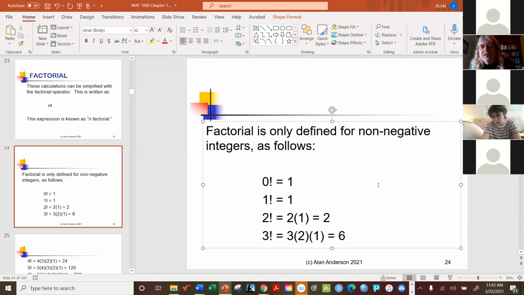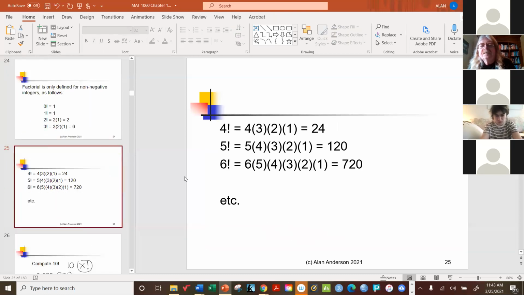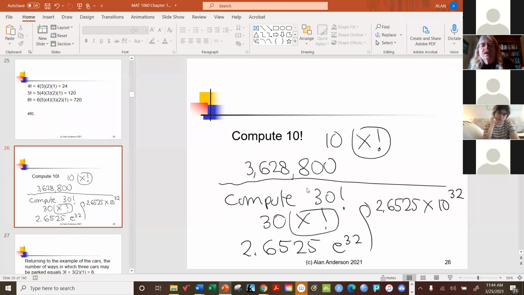So, for example, what about 4 factorial? What do you suppose that would look like? Well, we've already seen with the 4-car garage example that if I multiply 4 times 3 times 2 times 1, that will give me 24. All right, so let's see that written down here on the next slide. Okay, and then we've already seen that 5 factorial must be 5 times 4 times 3 times 2 times 1 equals 120. 6 factorial would therefore be 6 times 5 times 4 times 3 times 2 times 1 equals 720.